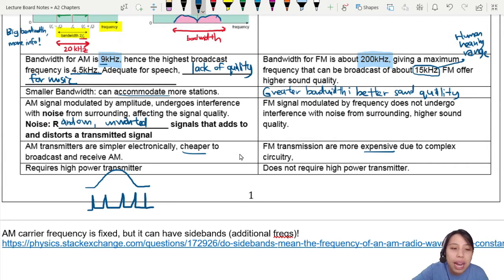Lastly, AM need high power to send. FM don't need high power because AM, you are changing amplitude, you know.